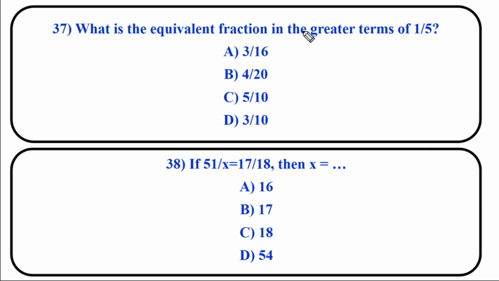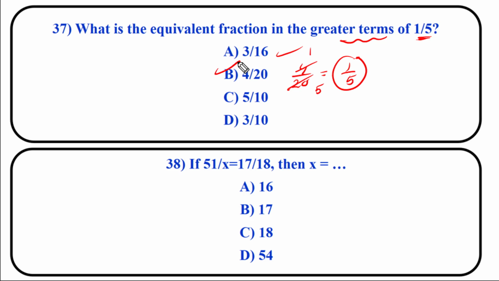Next, what's the equivalent fraction in greater terms of 1 over 5? To find the equivalent fraction of 1 over 5, put each fraction in the simplest form. This is the best way to find the equivalent fraction. 3 over 16, this fraction is in the simplest form. 4 over 20, the GCF of 4 and 20 is what, guys? Is 4. We can divide by 4. 4 divided by 4 equals 1. 20 divided by 4 equals 5. So it will be 1 over 5 in the simplest form.